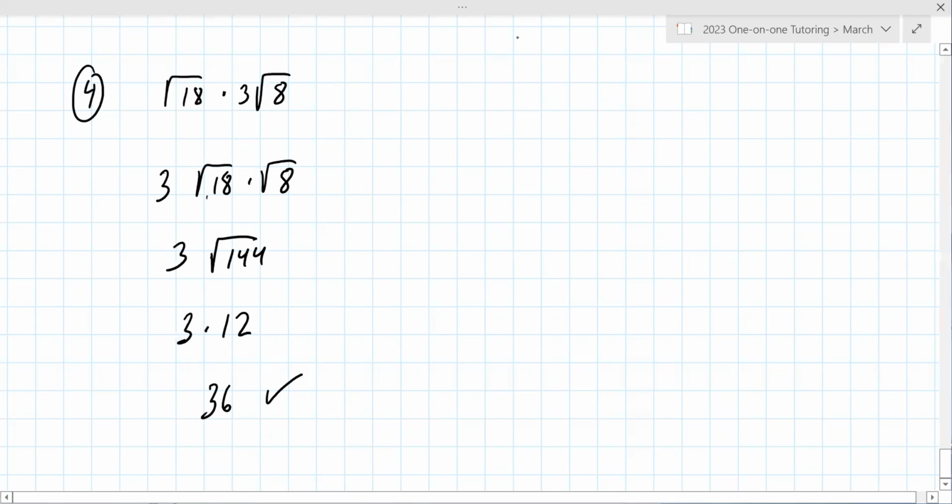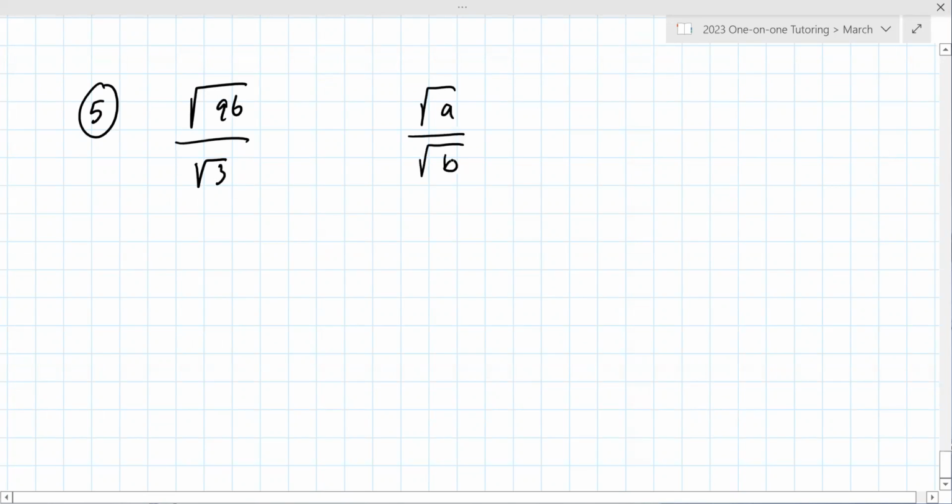All right, so let's look at number 5. Number 5 is the square root of 96 over the square root of 3. There's a property here that's fairly useful: when you have two square roots in the top and bottom, you turn this into the square root of a over b inside the square root. So it's 96 divided by 3.